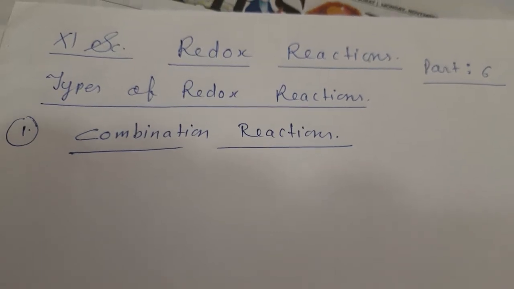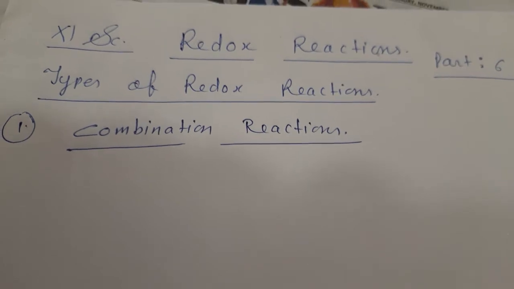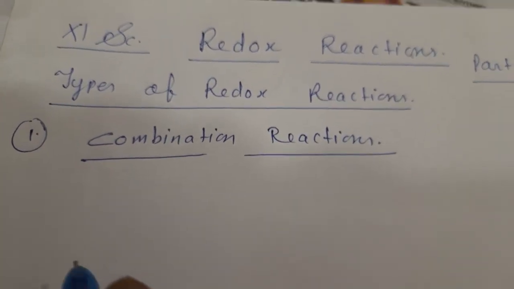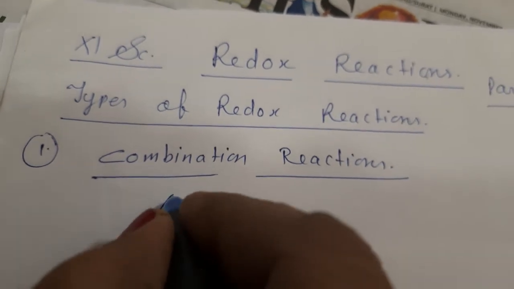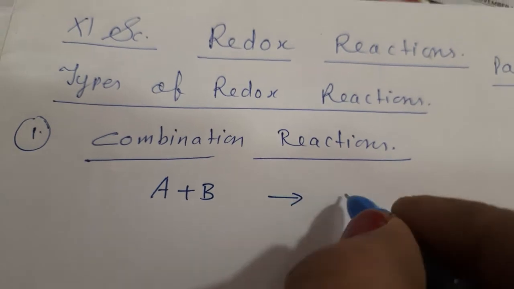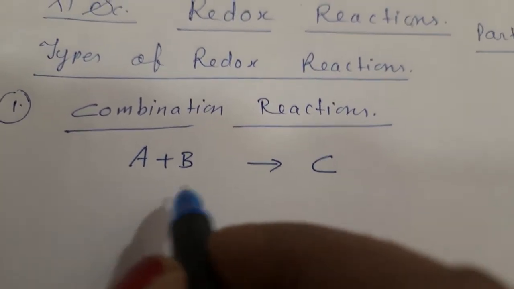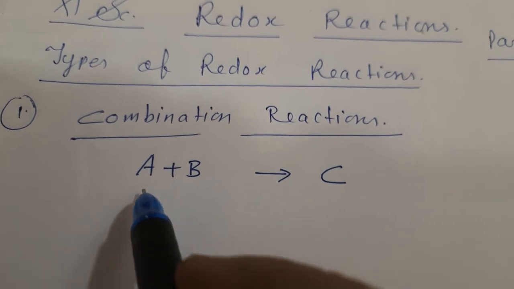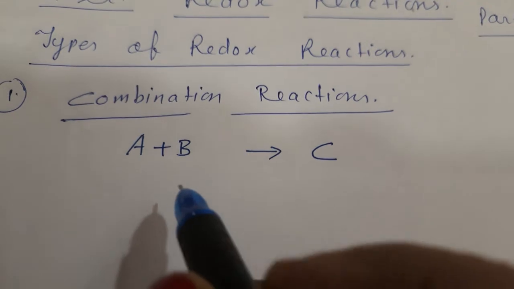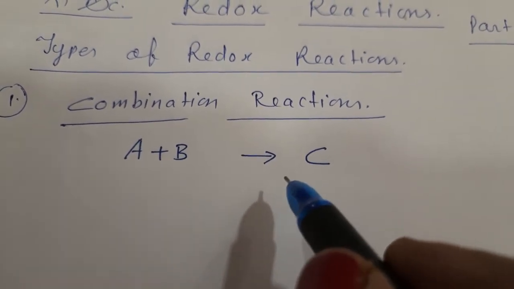Good morning, children. After solving or balancing the redox reactions, today I will tell you what the types of redox reaction are. First one is the combination reaction. The name itself explains it: A plus B. Suppose there are two reactants and the product is C. In this case, either A or B or both A and B must be in elemental form, and they combine to form a product, and this is known as a redox reaction.